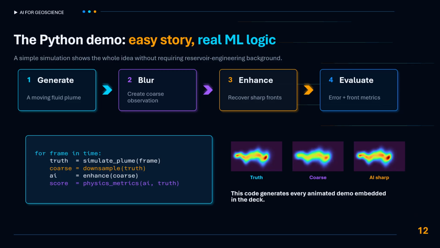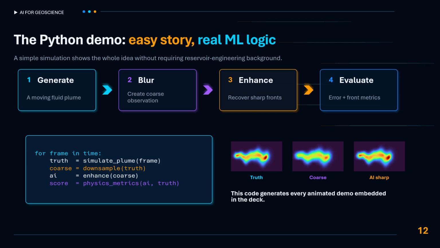For each time frame, the code first generates the truth. This is the high-resolution plume. Then, the code creates a coarse version by downsampling or blurring the high-resolution field. This represents what a low-resolution simulator or limited observation might provide. Next, the enhancement model tries to recover a sharper field from the coarse input. Finally, we evaluate the result using error metrics and front metrics.